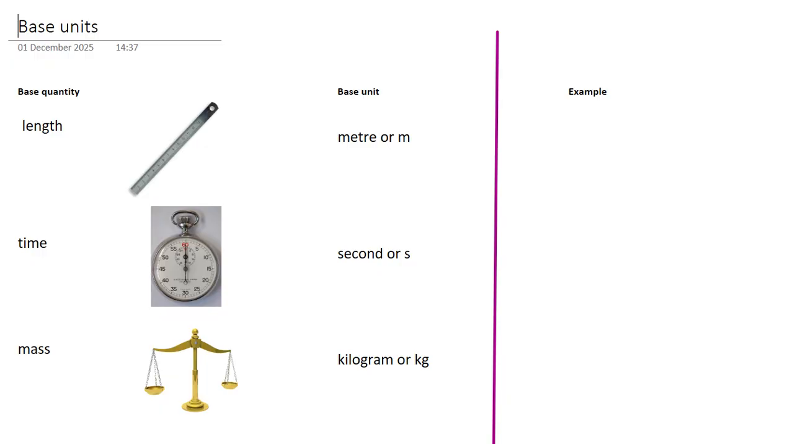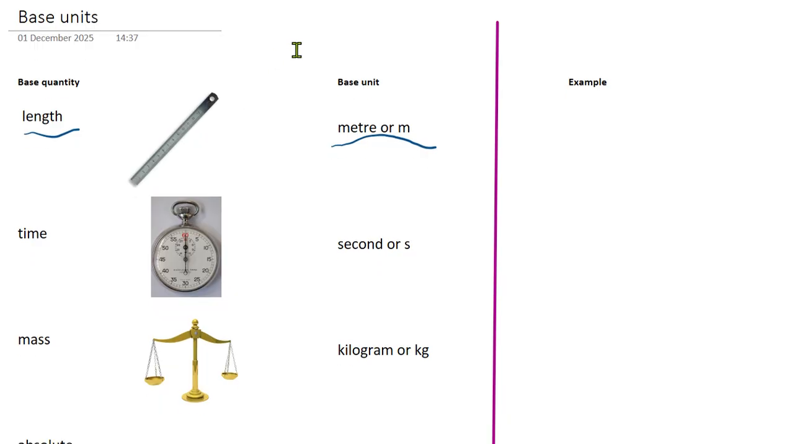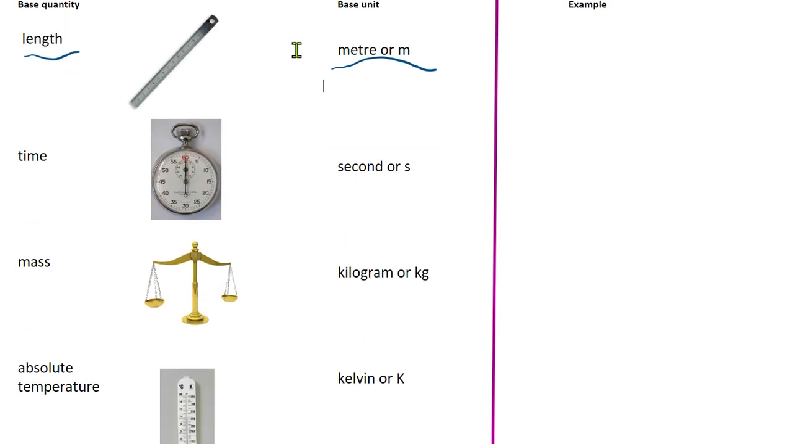So the first one is length, and that has the base unit of the meter, or the lowercase m. Then there is time, which has the base unit of the second, or lowercase s. Then there is mass, and not weight. Weight is a force, and that needs to be dealt with in a different way, and that is derived using mass. But mass has the units kilogram, or lowercase kg.